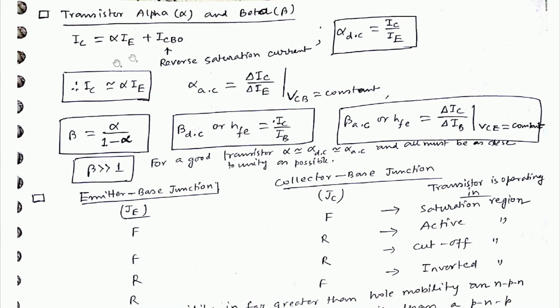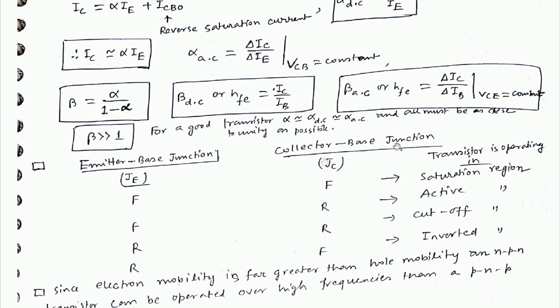Transistor alpha and beta: alpha DC equals IC by IE. Alpha AC equals delta IC by delta IE at VCB equal to constant. Beta equals alpha by 1 minus alpha. Beta DC, or hFE, equals IC by IB. Beta AC, or hfe, equals delta IC by delta IB at VCE equal to constant. Beta is much greater than 1 for a good transistor, and alpha DC is almost equal to alpha AC, and all must be as close to unity as possible.